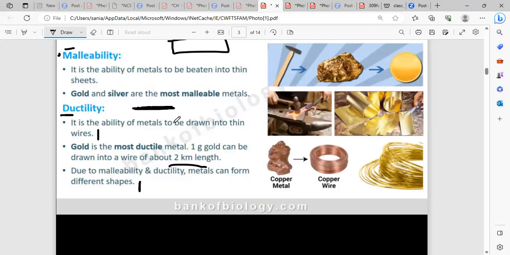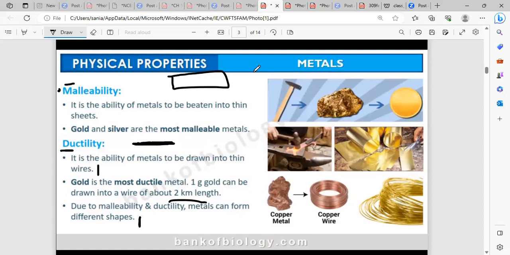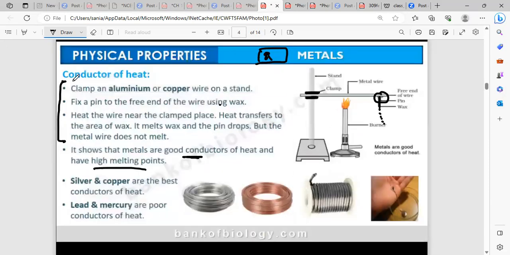Due to malleability and ductility, metals can form different kinds of shapes. For example, gold is a metal. With the help of gold, you can form bangles like this, earrings like this, a necklace like this, right? So you can change the shape of gold anytime. How? Because gold has the property of malleability as well as ductility. Clear? It is clear.